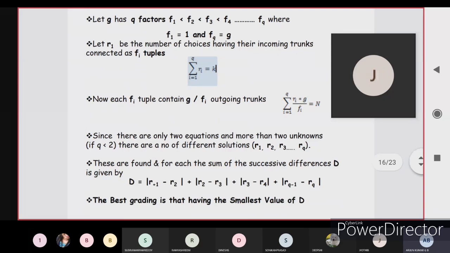You can see in the D equation, D is equal to mod of R1 minus R2, plus mod of R2 minus R3, plus mod of R3 minus R4, like that it will be continued up to R(Q-1) minus RQ. Here, the one where the value of D is less, that number is the best grading in the particular telecommunication network. Suppose D will be 4, some values we will get, and based on that we decide which is the best grading. Okay, clear? Any doubt?